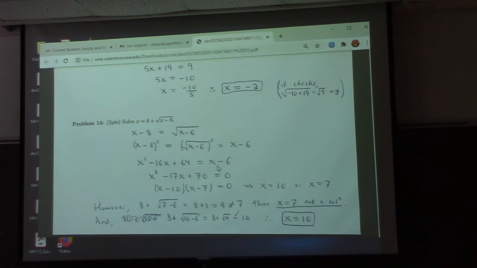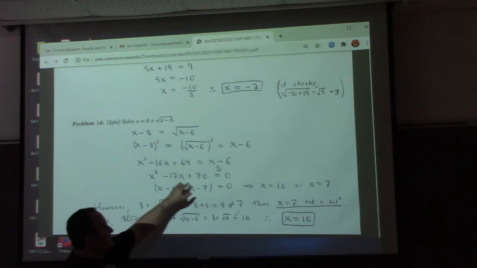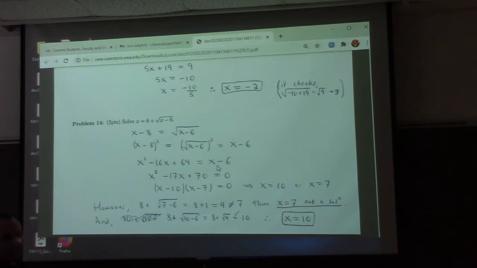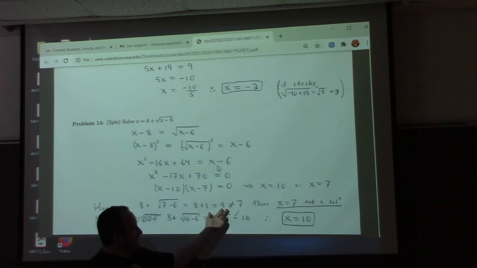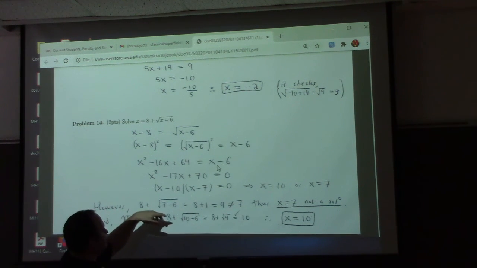But square both sides, and we have to multiply out the x minus 8 squared. Gives me x squared minus 16x plus 64. On the other side, I get x minus 6. And then bring everything to one side. I get a minus 17x, I get a plus 70, right? We worked this one in class. It factors into x minus 10 times x minus 7, which suggests potential solutions of 10 and 7. But the thing is, when we check 7, we get 8 plus the square root of 1, which is 1. 8 plus 1 is 9. And of course, 9 is not equal to 7, right? Which is what we should get.